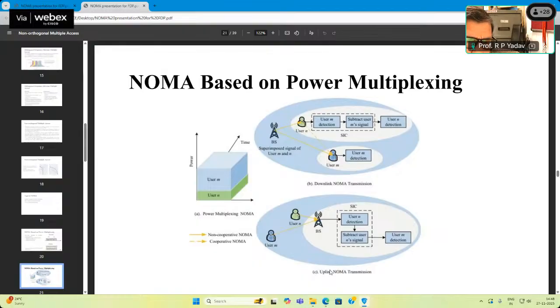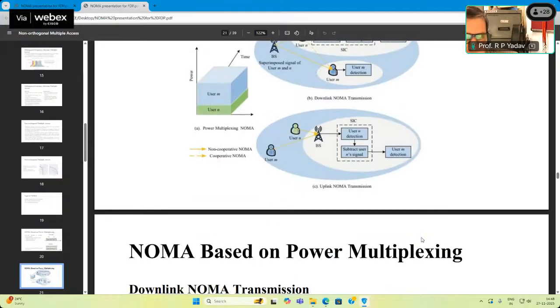Now this is the downlink normal transmission. In the case of the uplink also, both users will be transmitting to the base station with different power levels. Serial interference cancellation corresponding to the uplink also applies, and user m detection is done. I think it's clear. Yes, any question?